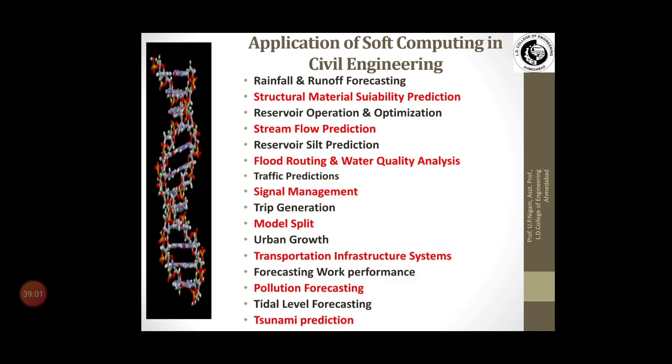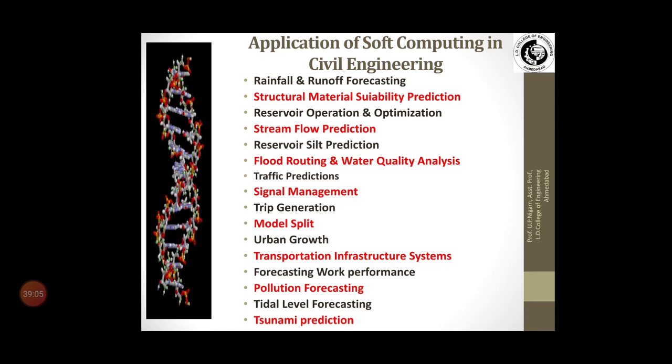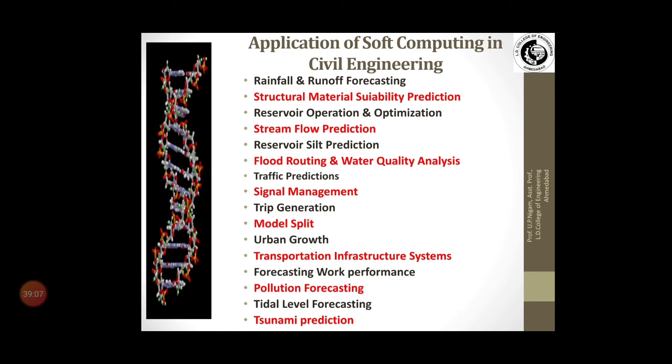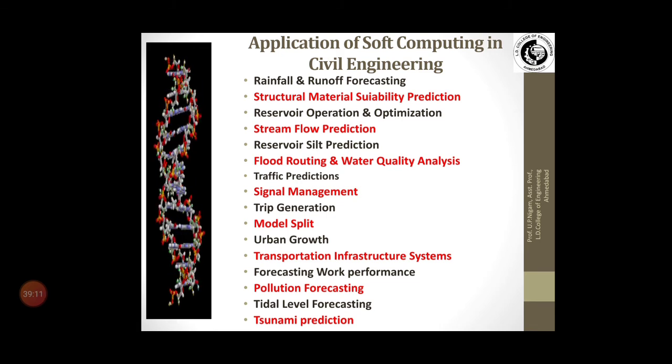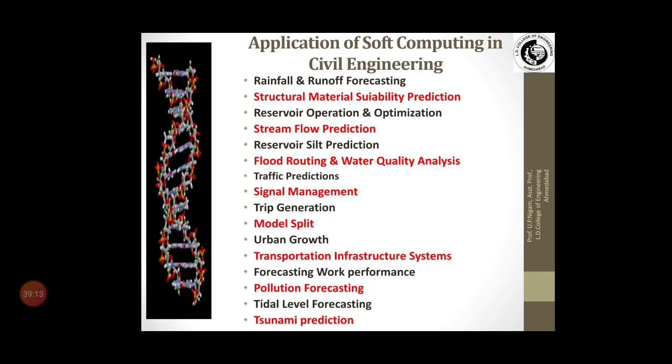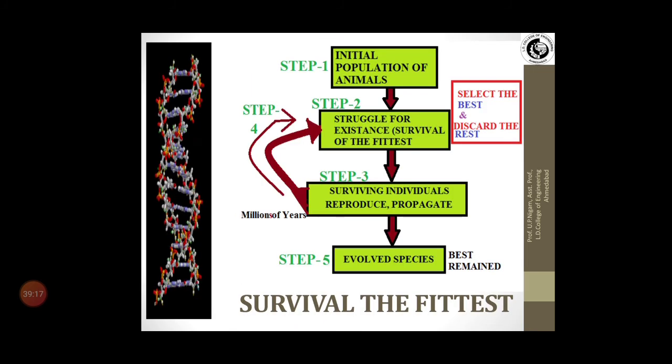These are the applications of soft computing in which, for optimization, we can apply genetic algorithms to our problems as well. These are the different sectors, you can go through it, where the genetic algorithms can be applied, particularly in the field of civil engineering.